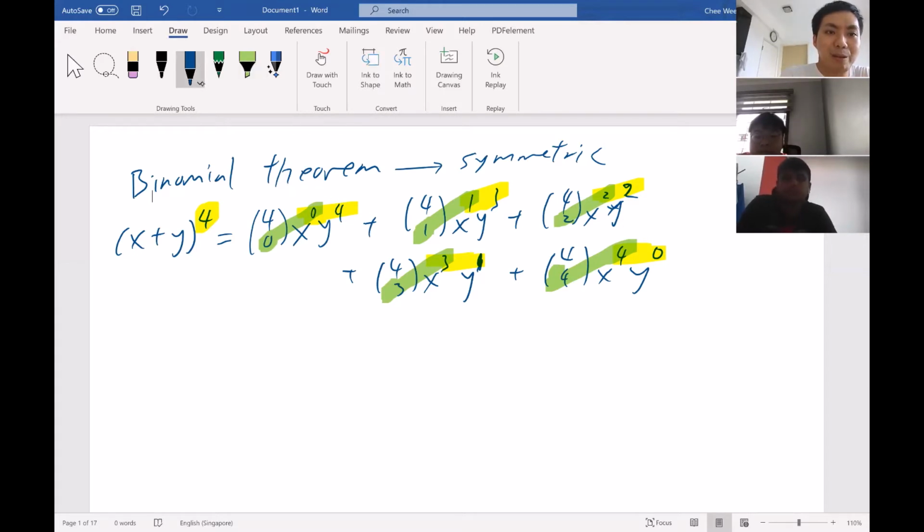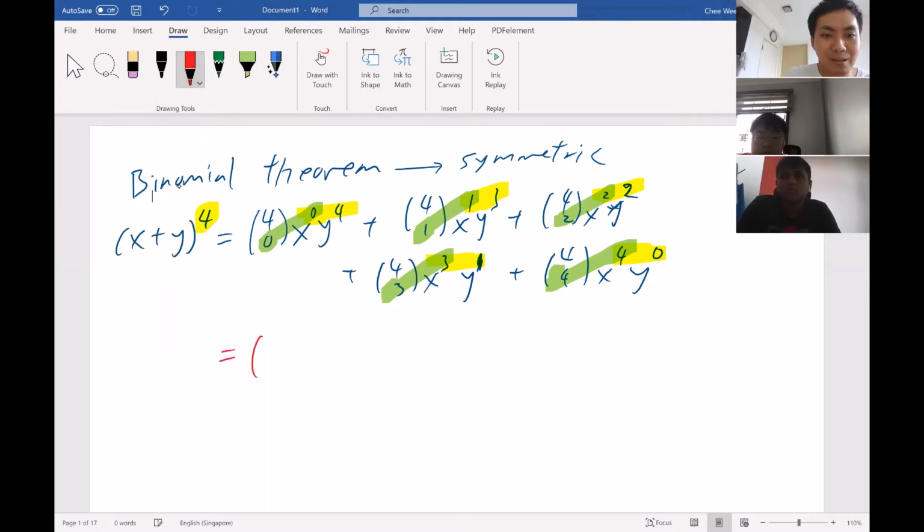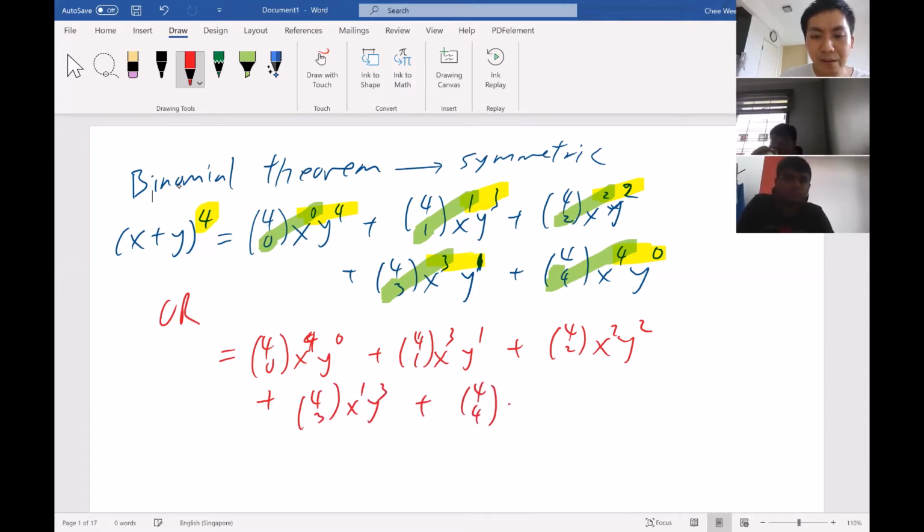And we also mentioned that the binomial theorem is symmetric in the sense that this can also be seen as 4 choose 0, y to the power of 0, which is x to the power of 4, then plus 4 choose 1, y to the power of 1, and x must be to the power of 3, then 4 choose 2, x squared y squared, then plus 4 choose 3, x to the power of 1, y to the power of 3, then plus 4 choose 4, x to the power of 0, y to the power of 4, okay?